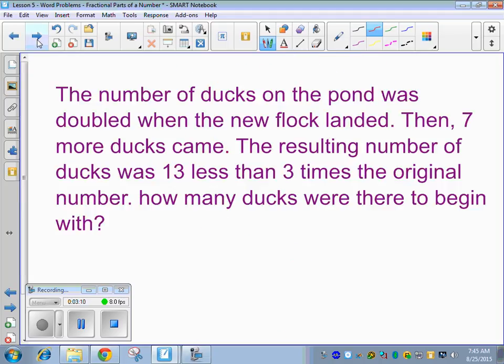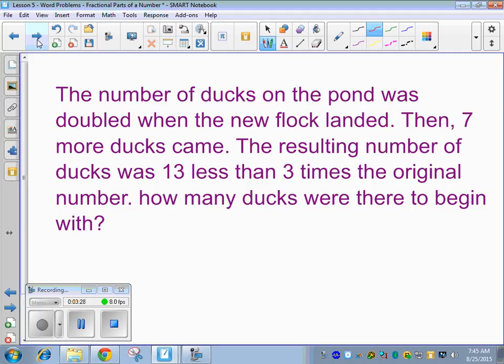Okay. Another random number problem. The number of ducks on the pond was doubled when the new flock landed. Then 7 more ducks came. The resulting number of ducks was 13 less than 3 times the original number. How many ducks were there to begin with?